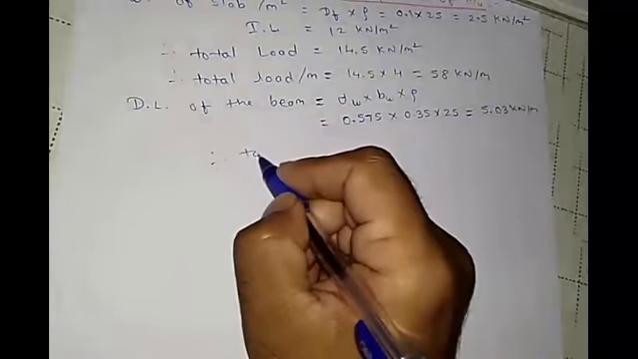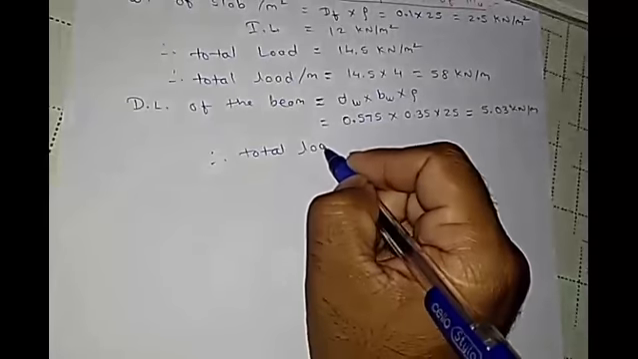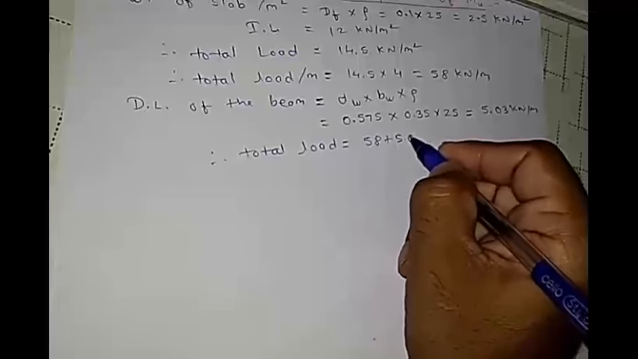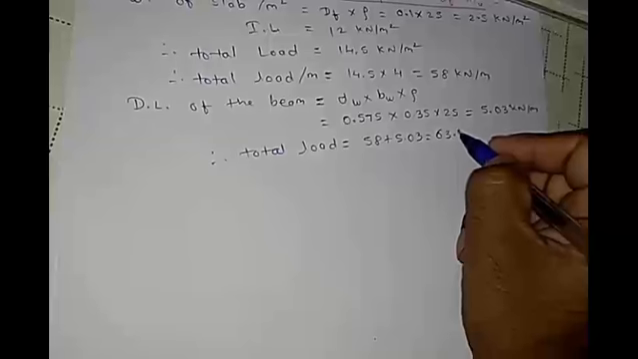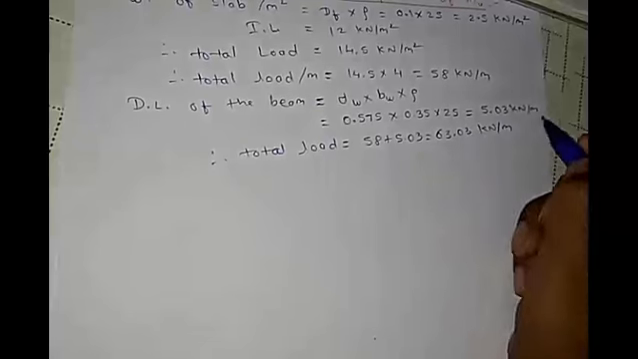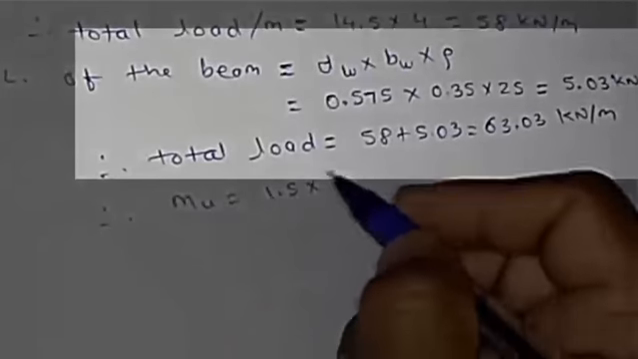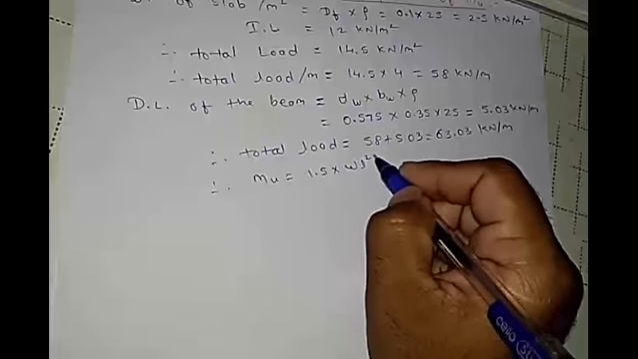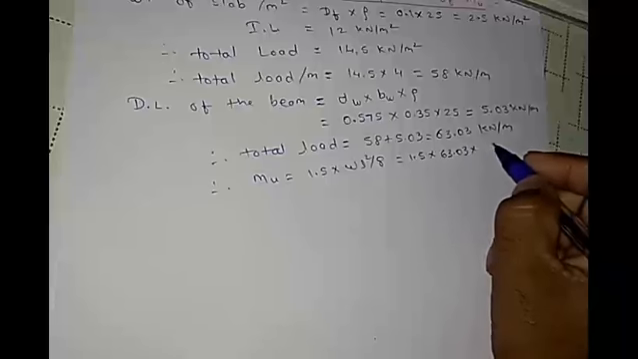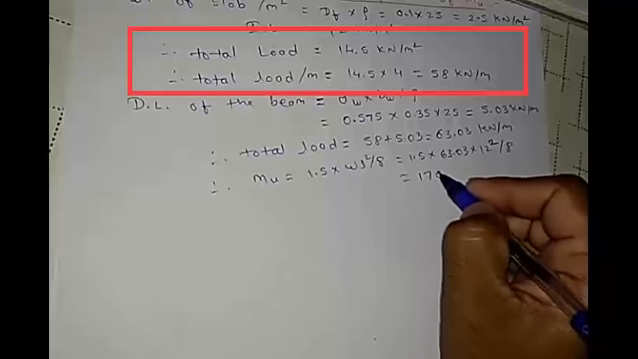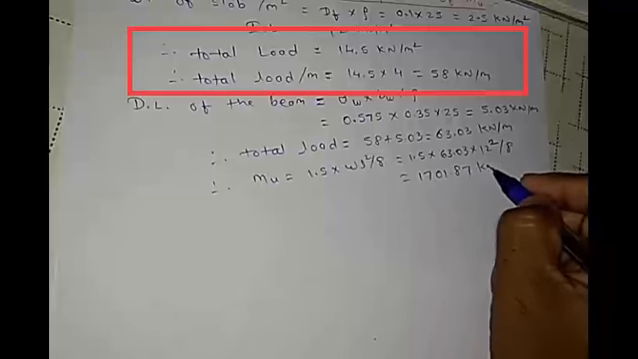So you will get total load as, if we add 58 plus 5.03, 63.03 kilonewton per meter, and therefore you will get MU is equal to 1.5 into WL square by 8. So 1.5 into 63.03 into 12 square by 8, you will get here MU as 1701.87 kilonewton meter, and that's the final MU you will get.